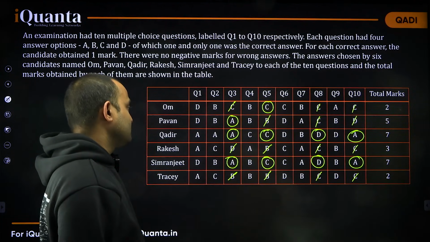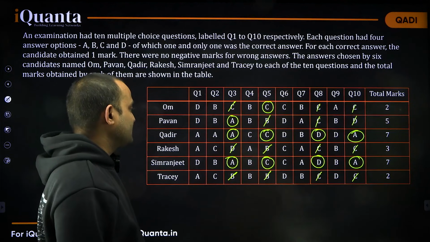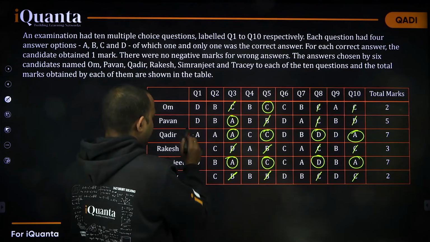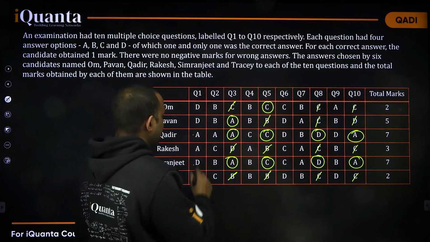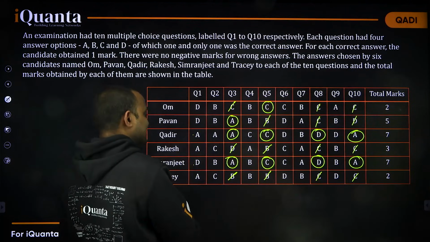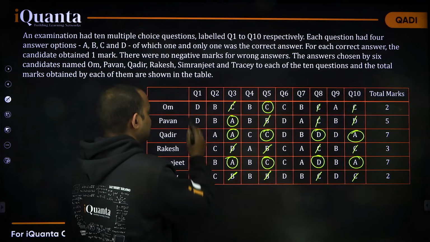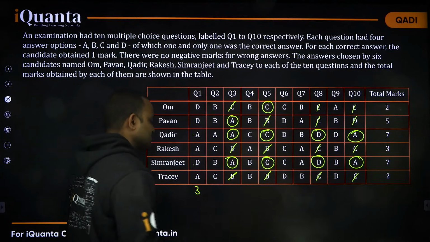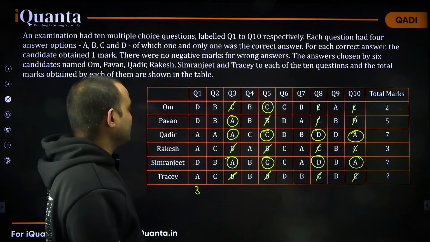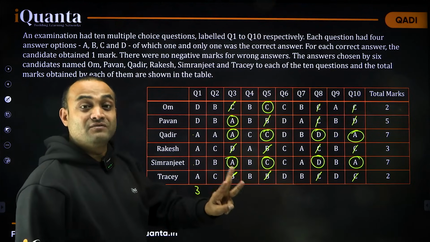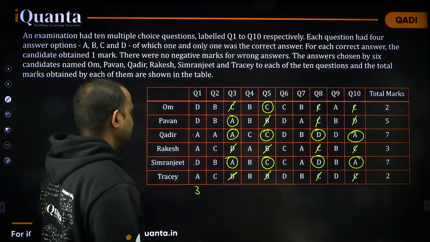Okay. What do we need to do after that? See, in case of question number 1, either A or D is correct, right? Either A or D is correct. So if A is correct, there will be 3 correct answers, 1, 2, 3. If D is correct, still there will be 3 correct answers. It does not matter whether option A or D is correct. For question 1, exactly 3 people will have given correct answers.